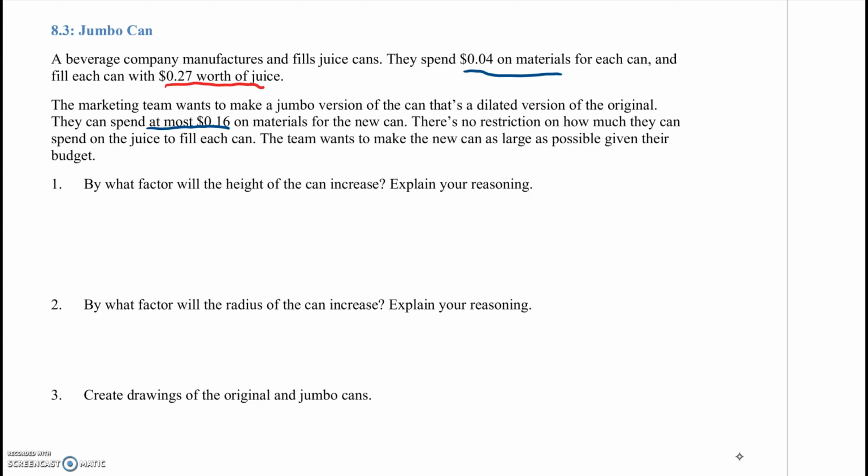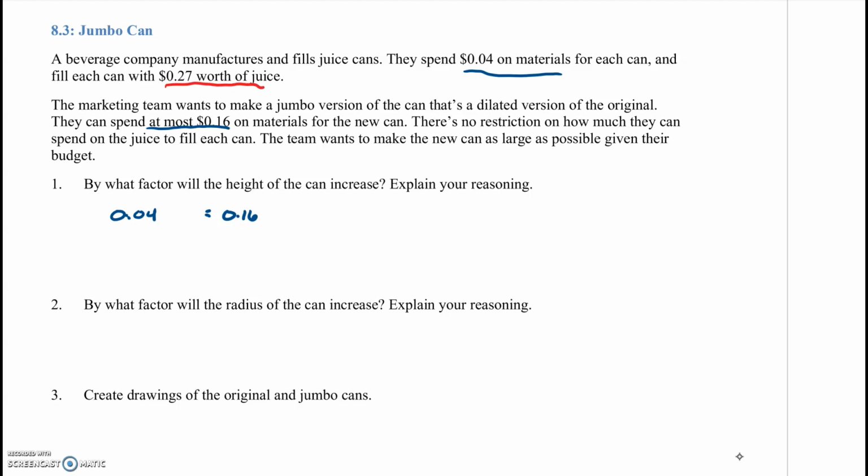Well, let's think about it. We're starting with a can that costs 4 cents to create, and we want to get to a can that costs 16 cents to create. Now, what that means is I'm paying for a certain amount of material. And if you think about the can, you're paying actually for the surface area, right? So this is not including what's inside the can. The can's going to be hollow. So we're looking for the surface area here.